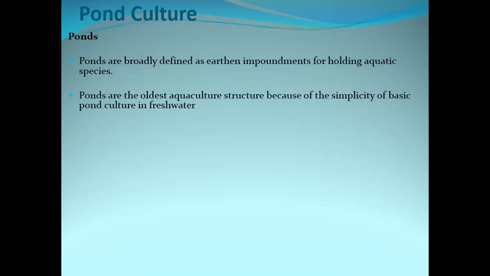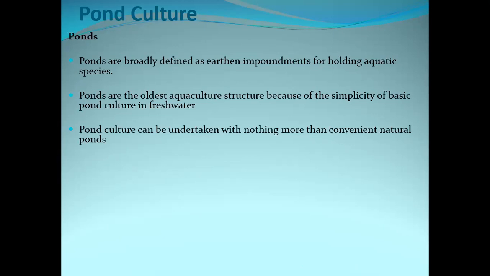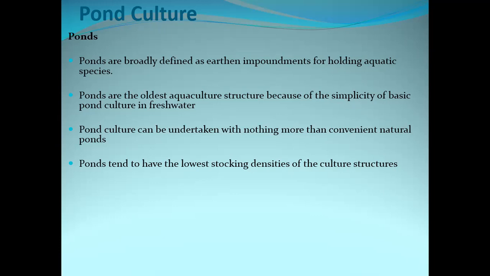They are the oldest aquaculture structures because of the simplicity of basic pond culture in freshwater, right? So pond culture can be undertaken with nothing more than convenient natural ponds, right? And ponds tend to have the lowest stocking densities of the culture structures, right? So out of all the different types of culture systems that we would have, pond culture is the one with the lowest stocking density, right? So again, to reiterate, in areas or countries where we have limited space, you wouldn't find much pond culture being done. You will find more tank culture and different alternative types of culture structures.